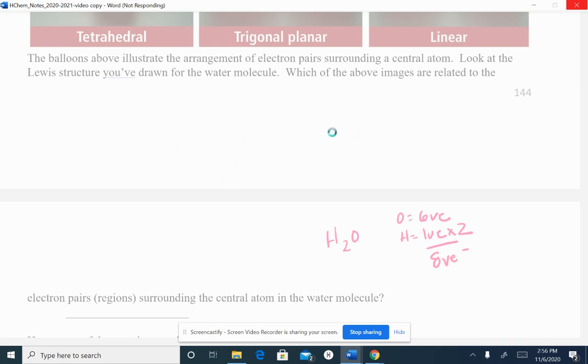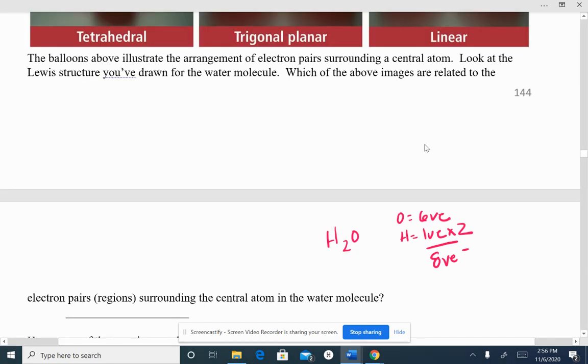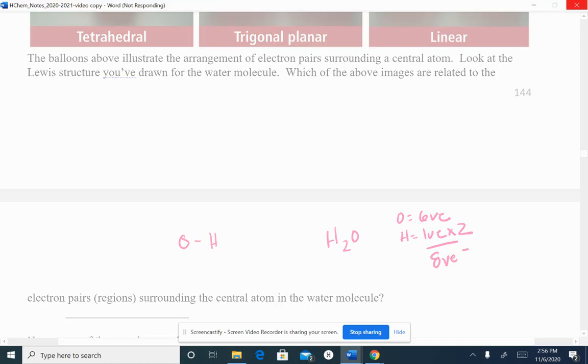Okay, hopefully my computer will stop having to think. Sorry about this. Okay. So hopefully you put oxygen here in the middle. Oh, good heavens.